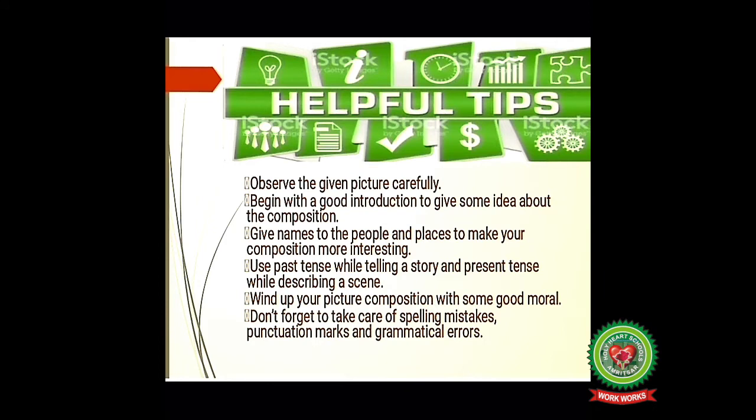Number 2 is begin with a good introduction to give some idea about the composition, like you can use once upon a time if you are narrating a story. Number 3 is give names to the people and places to make your composition more interesting, like if your composition has a park in it, you can use the name of any park and use maximum adjectives to enhance the beauty of your writing.